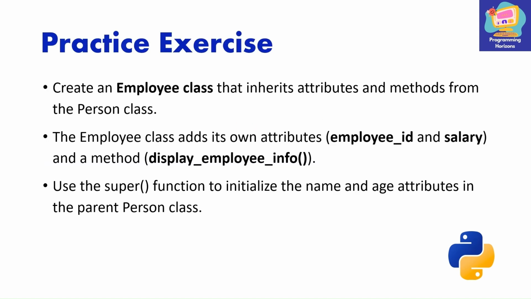Okay guys, now that I have explained the concept of inheritance, the super method and method overriding, it's time for you to practice on your own. Here you have to create an Employee class, which is a derived class that inherits attributes and methods from the Person class. The Employee class adds its own attributes, employee ID and salary, and a method display employee info. And you can use the super function to initialize the name and age attributes in the parent Person class.